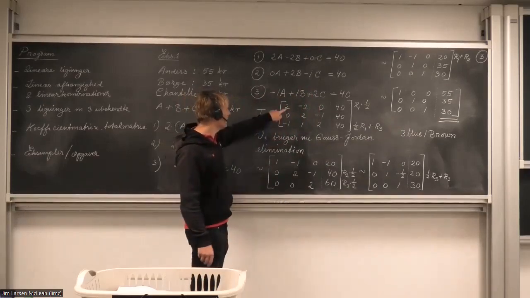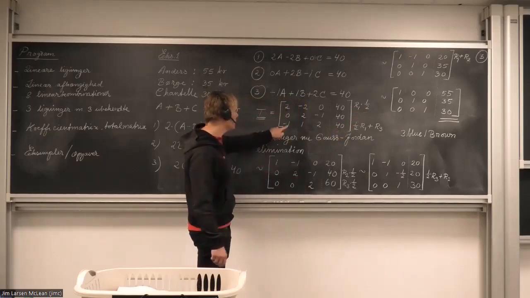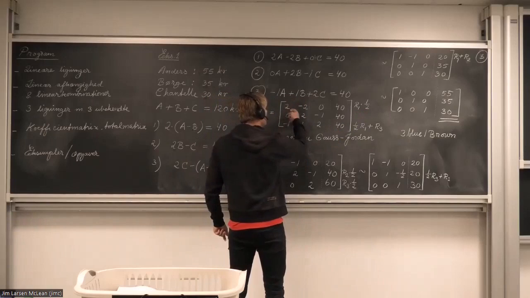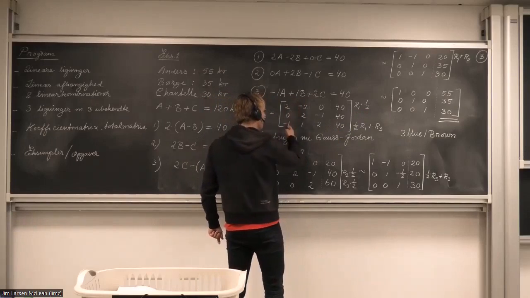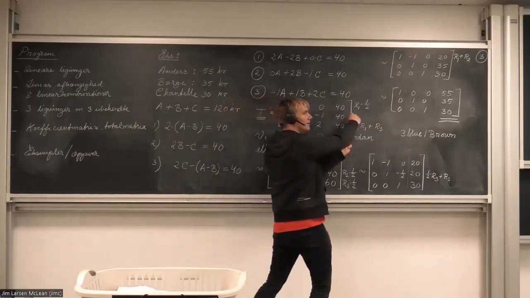I start by making a 1 there. How do I do that? I multiply the entire row by 1/2. Then I want to get a 0 there. So when there's a 1 here, I take that one, add it to the -1 there, and then I get 0. But I do that throughout the whole row.